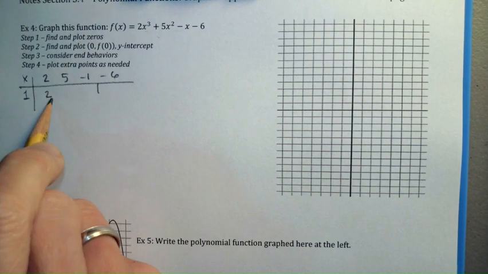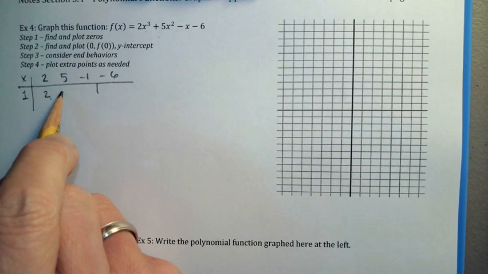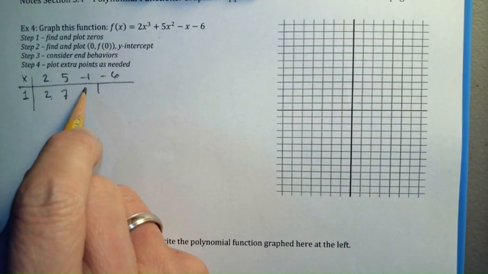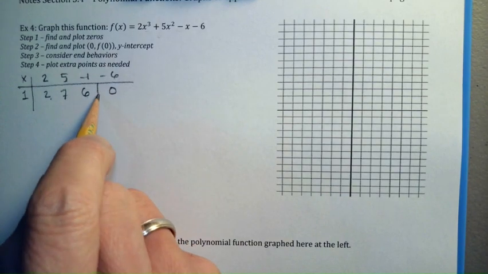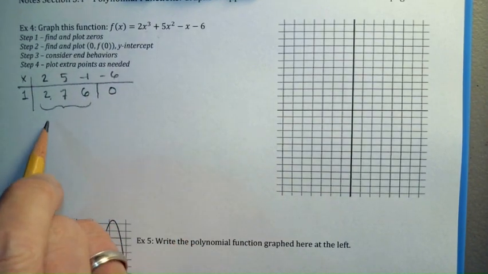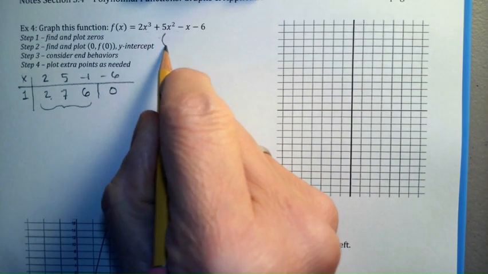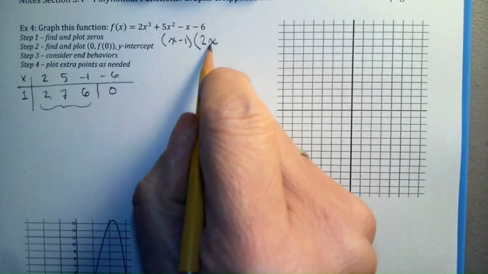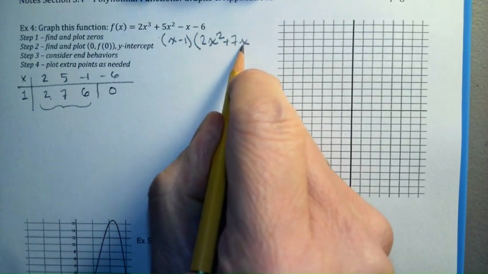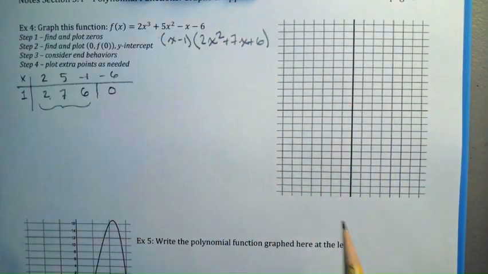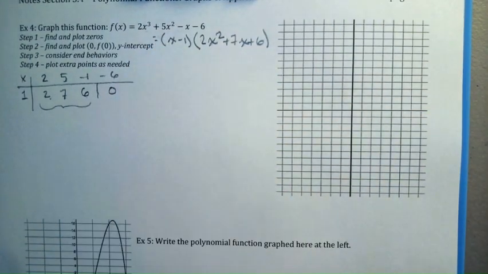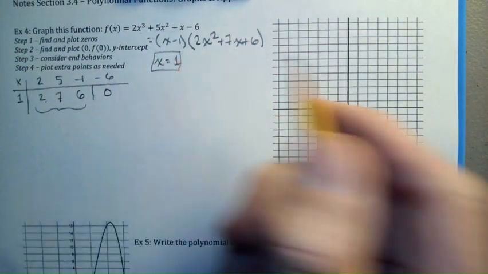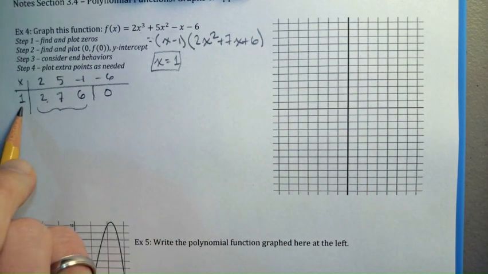And so we bring down the 2, we multiply, that's 2, add it to the 5, that's 7, multiply that 7, subtract 1, that's 6, multiply that 6. Okay, so we got lucky. Our depressed polynomial, so essentially we've taken this thing and we factored it into x minus 1 times 2x squared plus 7x plus 6. All right, so we've taken this polynomial function and we factored it. So that gives us our 1, 0, x equals 1 is one of our zeros. That's what this tells us here, right?